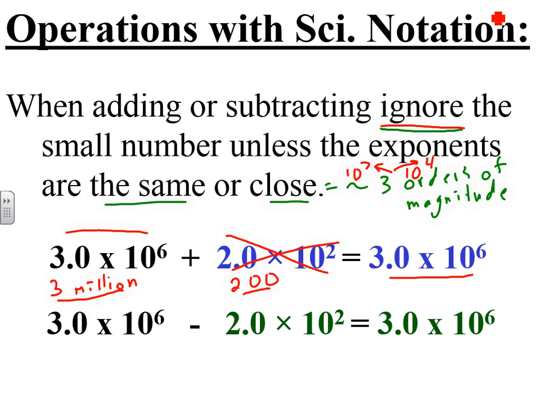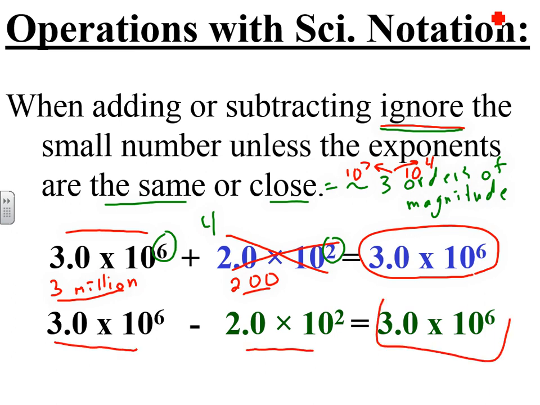Now notice that the order of magnitude here is between 2 and 6, which is 4 orders of magnitude, which is too much, so you can actually end up ignoring it. Similarly, if you subtract, this last example shows subtraction. This is also 3 million. If you do 3 million minus 200, same idea, you still get 3 million. Again, you ignore the smaller number. So with addition and subtraction, you ignore the smaller number.